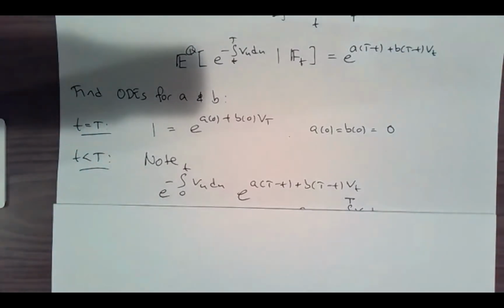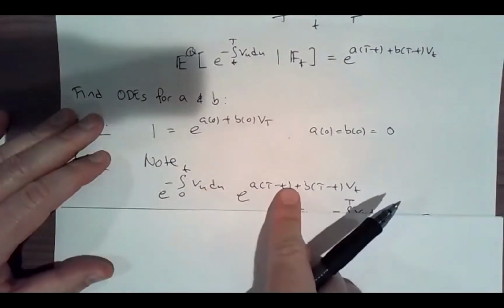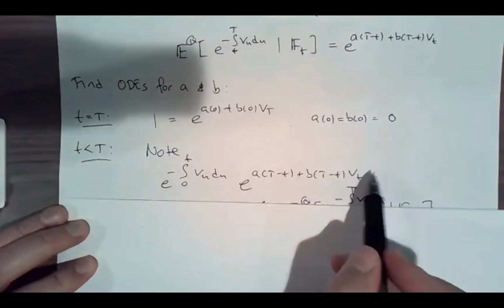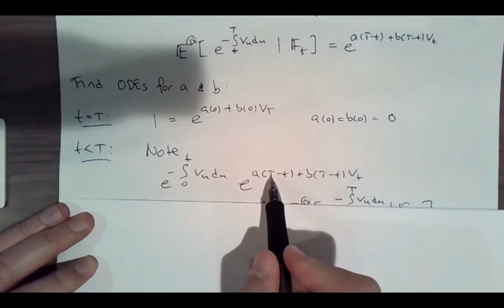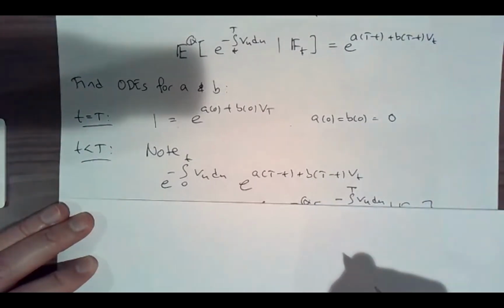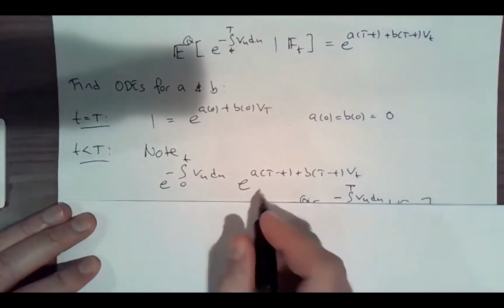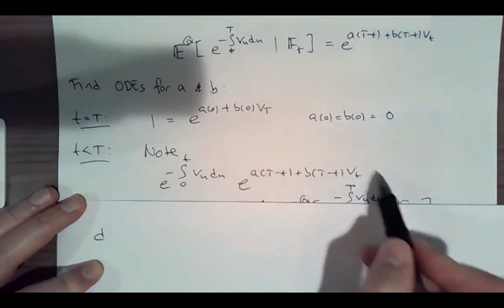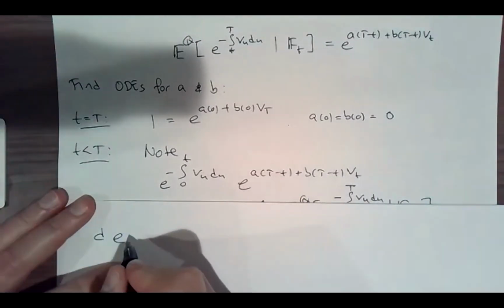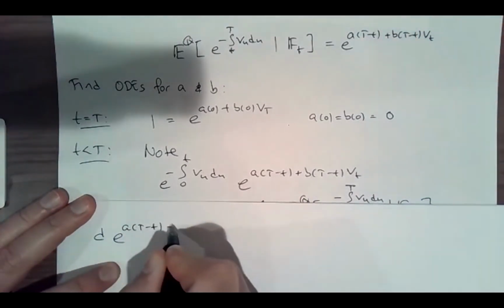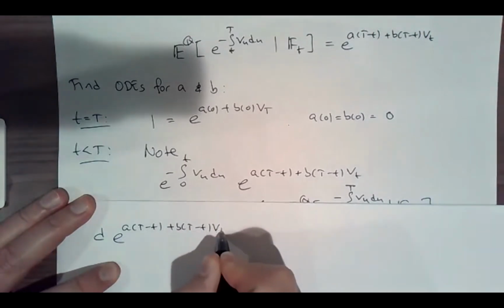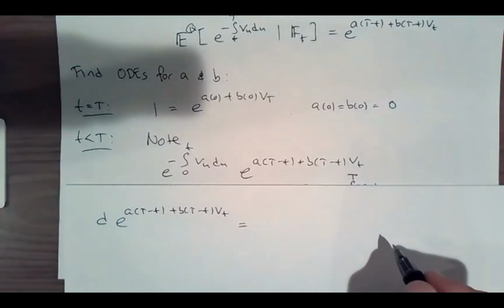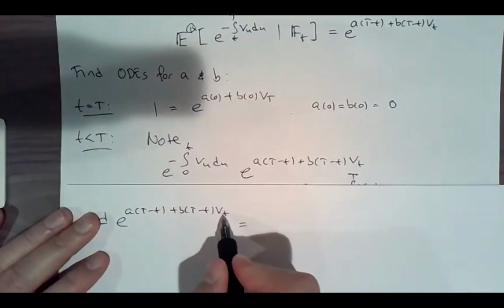So now we apply Ito's lemma. This is a product, so you can use the product rule. We need to work out what this thing here is. Now this is a function of t and v. To compute the dynamics, I'll break it up into two steps. So let me compute d of this thing here first: d of e to the a(T minus t) plus b(T minus t) v_t. This is where we use Ito's lemma. We need time derivatives, and then we need derivatives with respect to v_t.